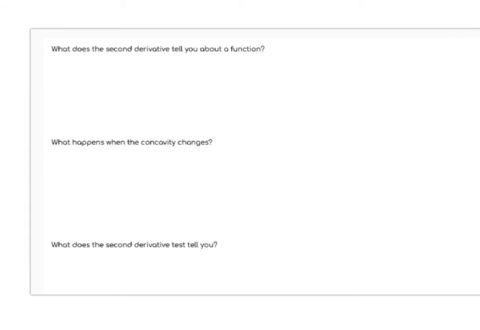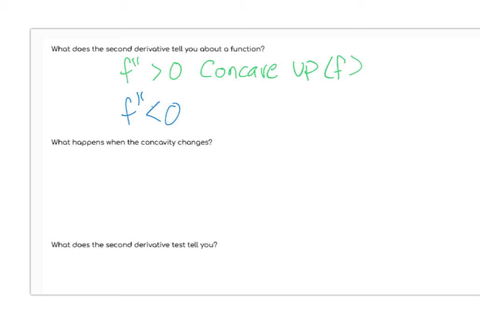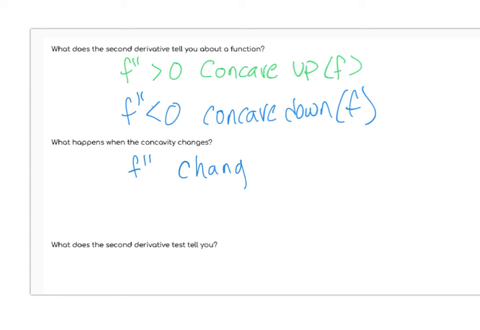All right, just to kind of summarize, f double prime describes concavity. So if it's greater than 0, it's concave up. And that's f. F double prime is less than 0, means that f is concave down. Concavity changes, in other words, when f double prime changes sign. And we call this a point of inflection.